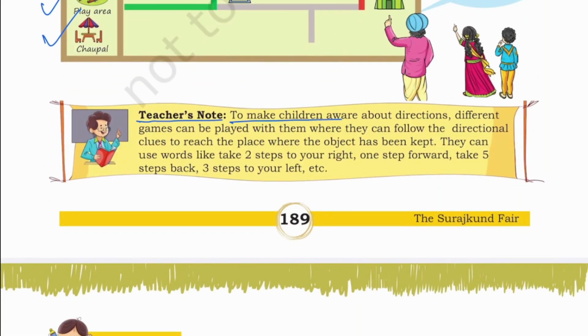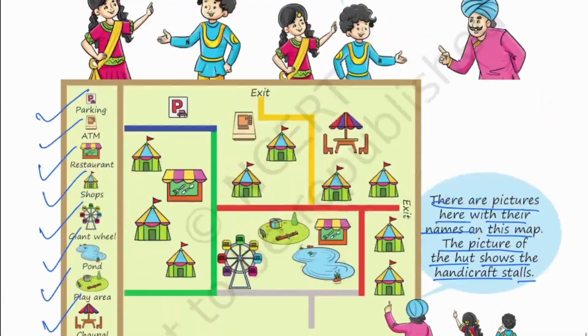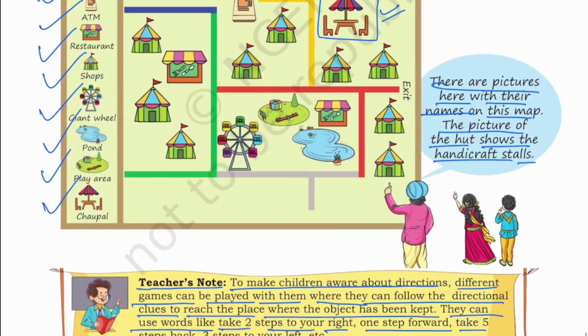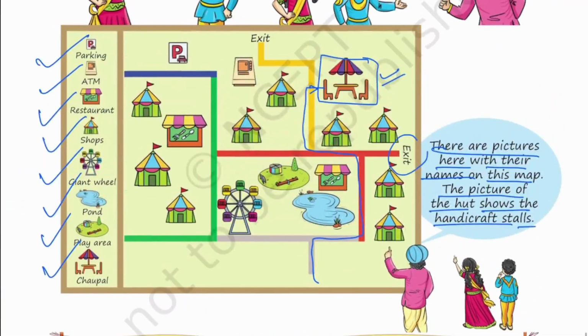Teacher's note: to make children aware about direction, different games can be played with them where they follow direction clues to reach the place where the object has been kept. They can use words like take 2 steps to your right, 1 step forward, take 5 steps back, 3 steps to your left, etc. Similarly, if you see the picture carefully, Chopal is here and Soni and Avi will start from here and go in this and this direction and will reach the Chopal. You may see 2 exit points here.